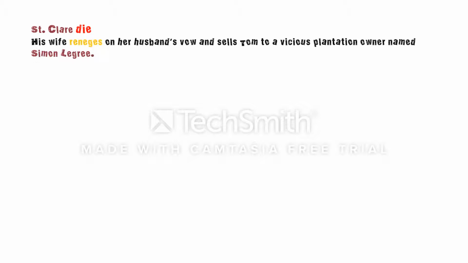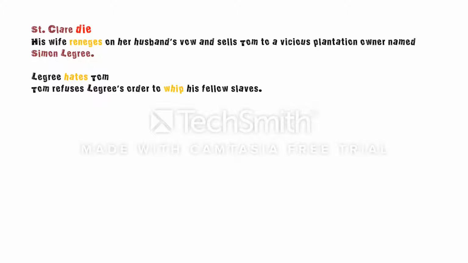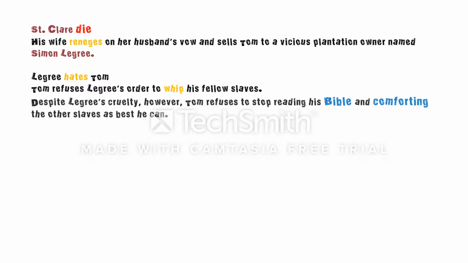But the really dramatic thing that happened is that Sinclair died. And after his death, his wife reneges on her husband's vow and sells Tom to a vicious plantation owner named Simon Legree. After a few days, Legree finds that he hates Tom, just because Tom refuses Legree's order to whip his fellow slaves. Although Legree is really cruel to his slaves, Tom refuses to stop reading the Bible and comforting the other slaves as best as he can.